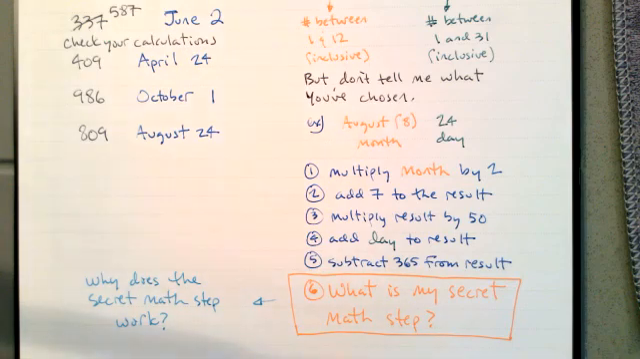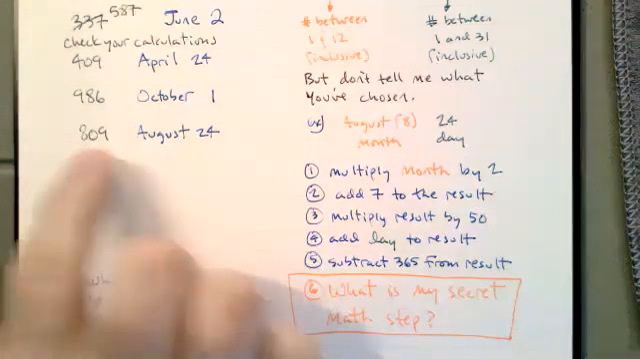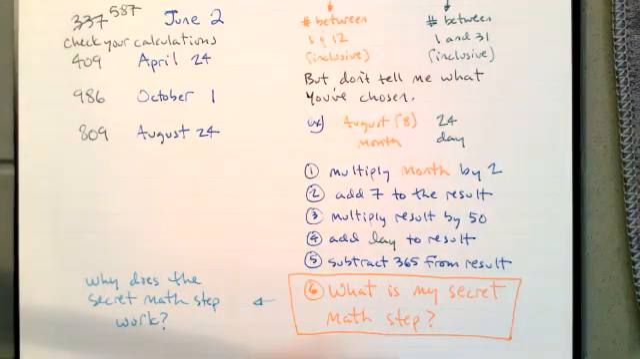Math Detectives activates. What is the secret math step that goes from the secret number to the date? And why, in the face of all these operations, why does the secret math step work? Any questions before we adjourn for the day?